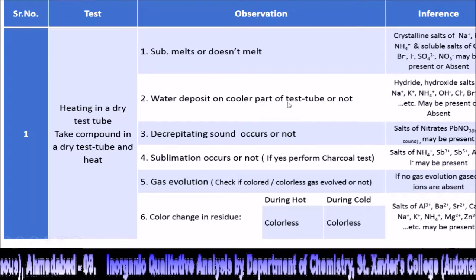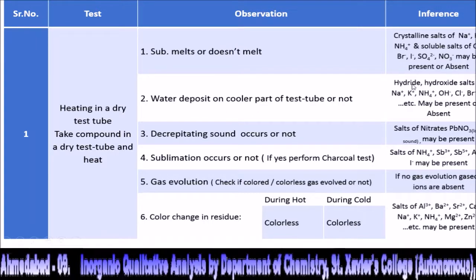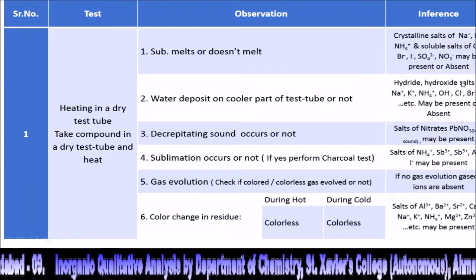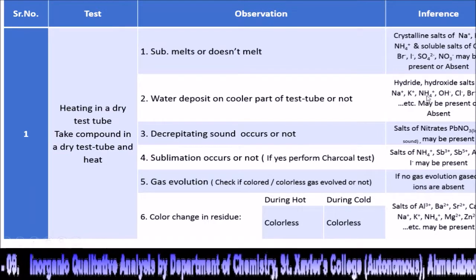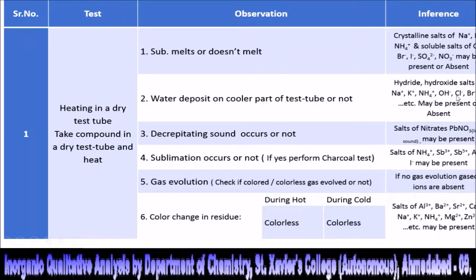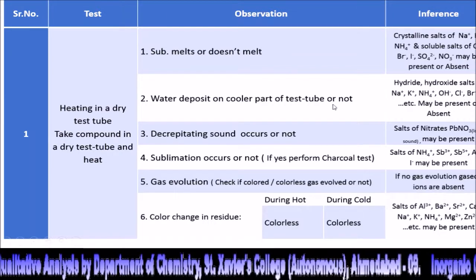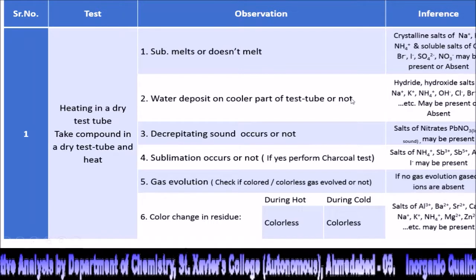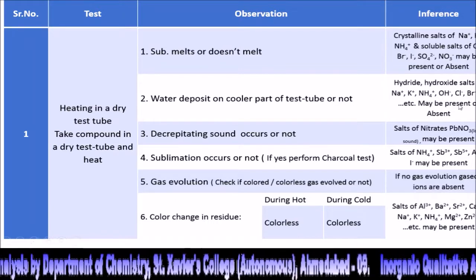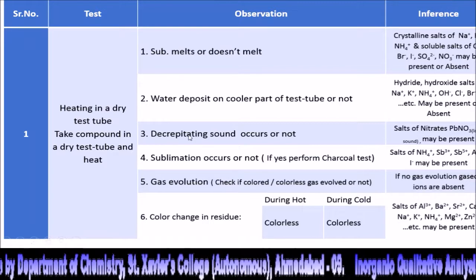If water deposits on the cooler part of the test tube, then we should write the hydride or hydroxide salt of Na plus, K plus, NH4 plus, hydride, hydroxide, chloride, bromide, iodide, etc. may be present. And if water does not deposit on the cooler part of the test tube on heating, we can mention these radicals are absent.